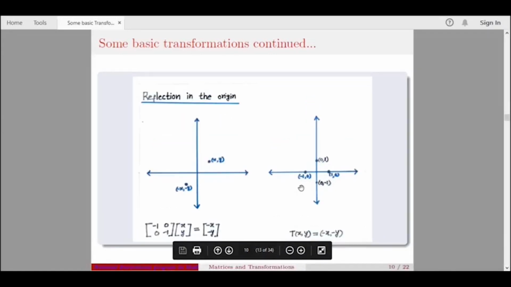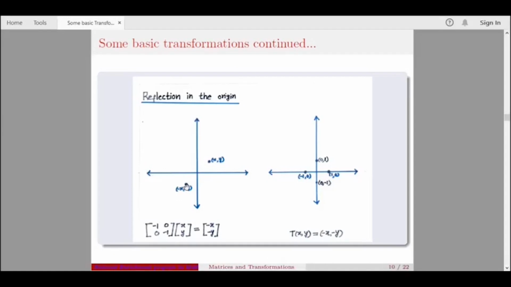Now we will see reflection in the origin. Reflection in the origin is actually a combination of a reflection in the x-axis and a reflection in the y-axis. If you perform both, you will get reflection in the origin. For example, you have the point (x, y) here. If you reflect in the x-axis, you will get the point (x, -y). Now if you again reflect in the y-axis, you will get (-x, -y).